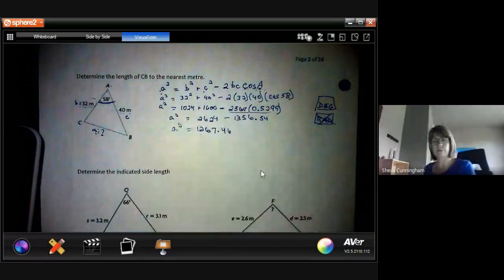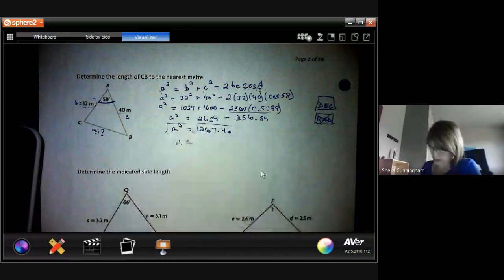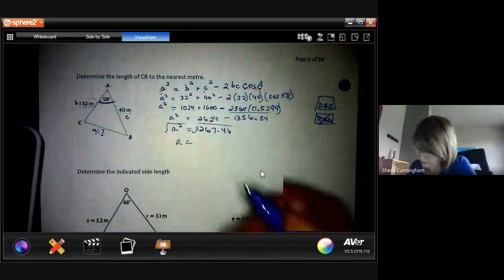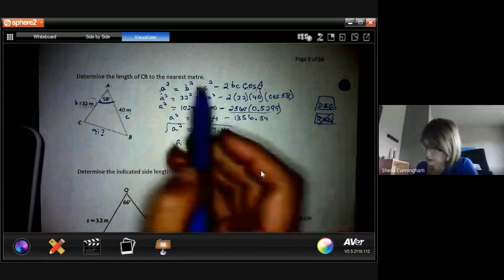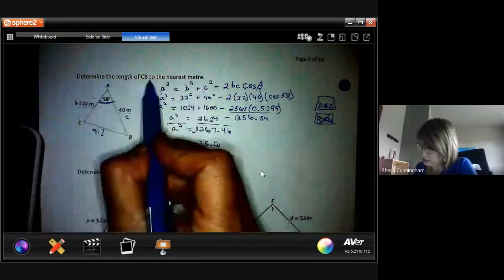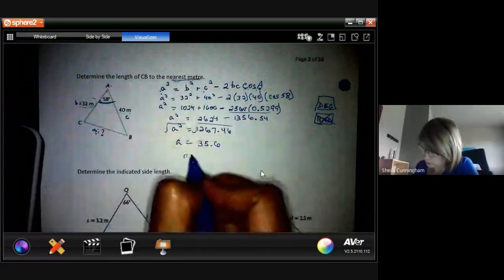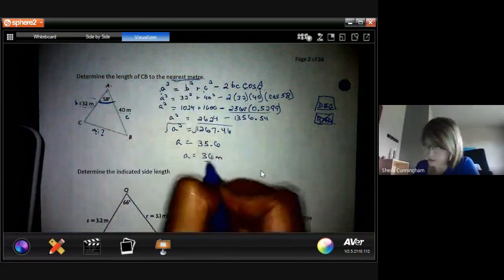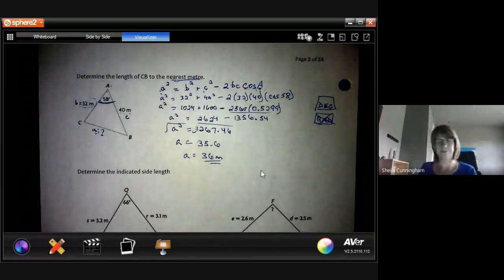But I still want it to be just a, that side length. So you're going to square root both sides, and you are going to get a grand total of 35.6. Now it says determine the length of CB to the nearest meter, so I'm going to round up to 36 meters. Okay, questions on that?